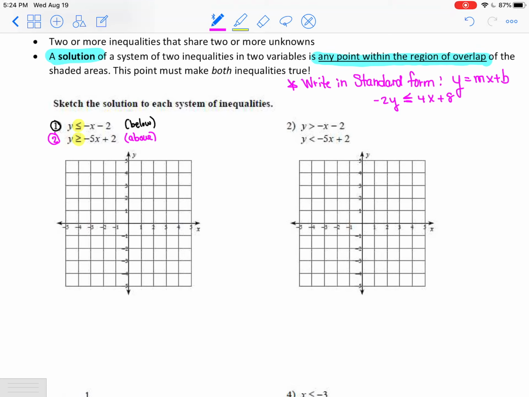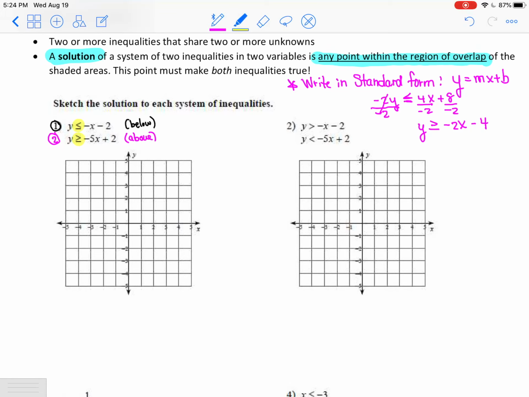We remember from when we were learning inequalities that when we divide by a negative or multiply by a negative, which is what we do here, we have to flip that inequality sign, right? So this would eventually look like y is greater than or equal to negative 2x minus 4. That looks very different from the original equation, and we know the solution region is going to be above the line versus below the line.